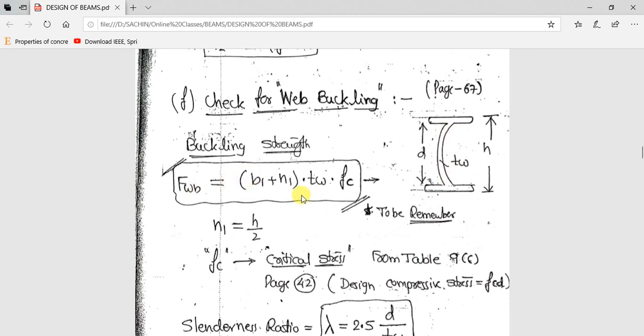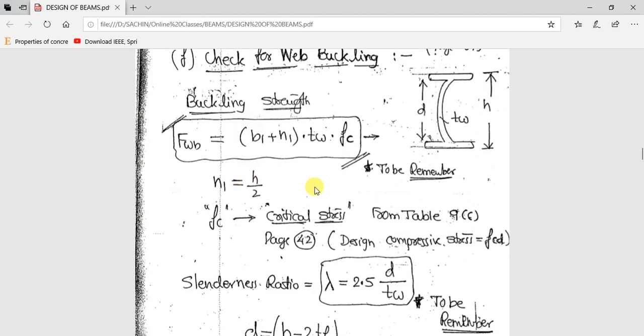So it is given by (B1 plus N1) into TW into FC, where N1 is nothing but h by 2, that is half of the total height of the section, and B1 is the width of the support. TW is the thickness of the web, and FC is nothing but the critical stress, and you will get this value from Table 9C once you get the value of the slenderness ratio.